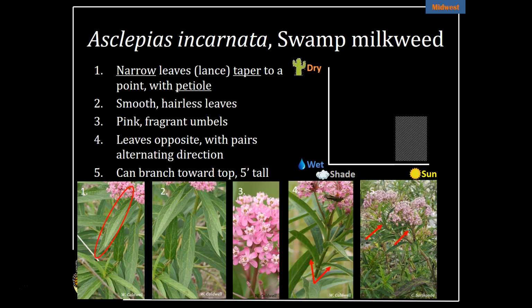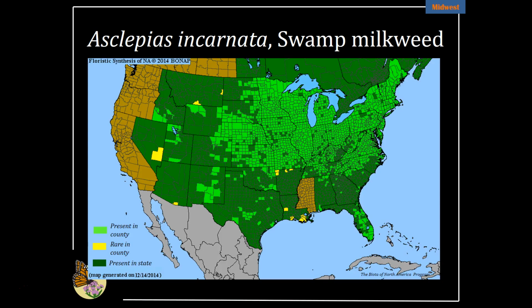Swamp milkweed, as the name suggests, is often found in moist and wet habitats, sometimes along river edges and shorelines, or in wetlands. However, it does also grow well in prairie habitats or gardens that aren't obviously wet. Like most milkweeds, it grows best in full to partial sun. The bright green on this map shows where swamp milkweed is commonly found.